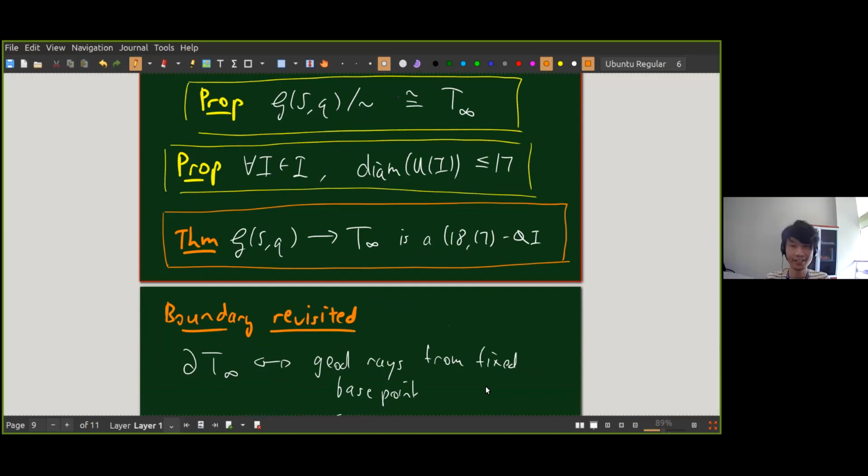Yes, explicit constants. Yes, everything in our construction is explicit. We write down the map. We also proved that the saddle connection graph is 4-hyperbolic, which is better than the known constants for the arc graph.